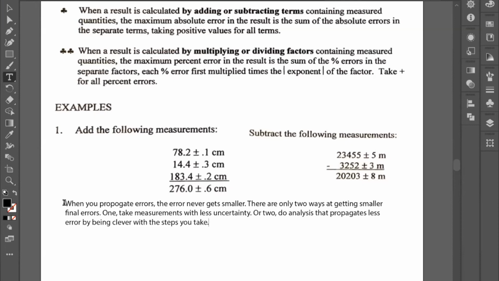Because sometimes the standard way that you might do it has some error, but you can be clever and get smaller errors without changing the measurements at all, just based on how you propagate the errors.